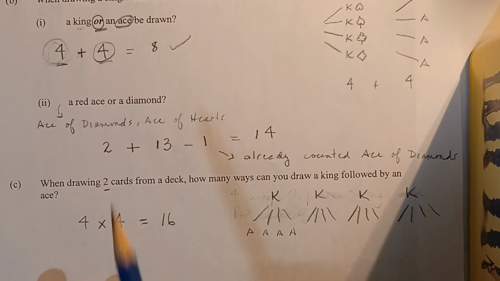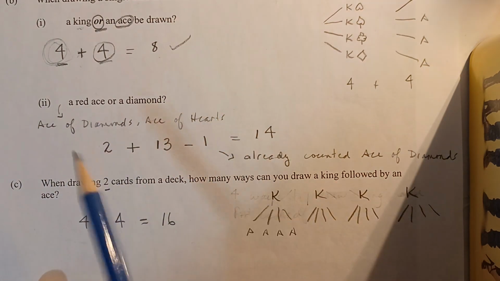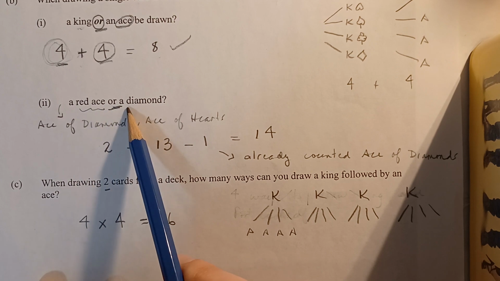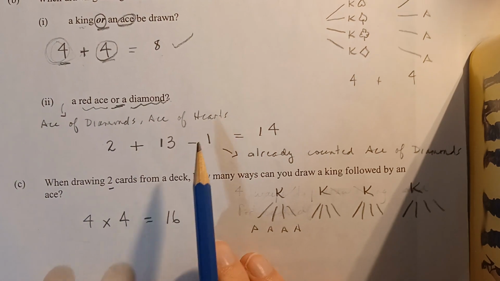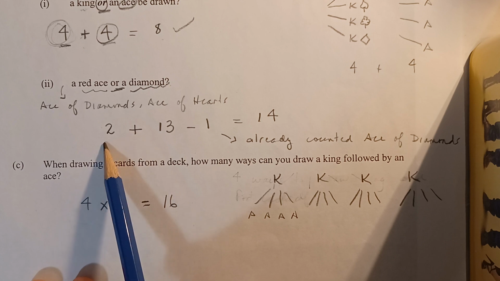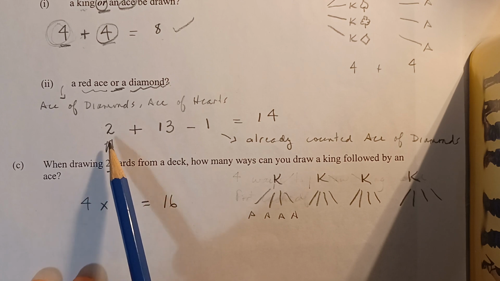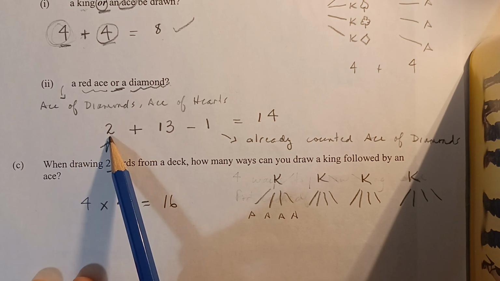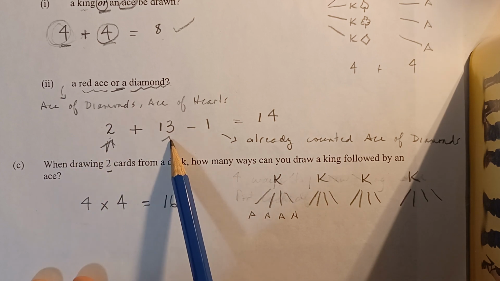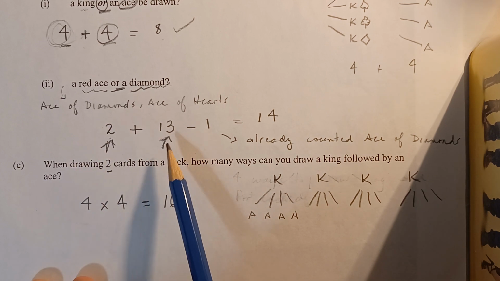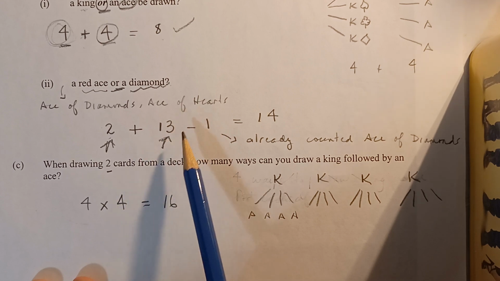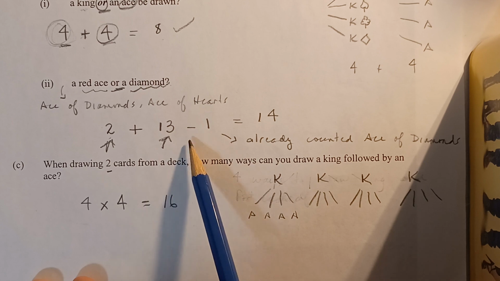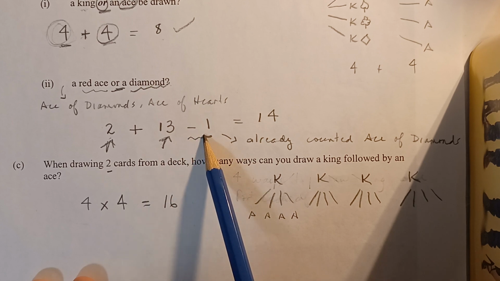What about the number of ways we can draw a red ace or a diamond? The number of choices for a red ace is 2, because we can have the ace of hearts or the ace of diamonds. The number of choices for drawing a diamond is 13, because there are 13 cards of each suit in a deck of cards. Now something tricky is going on here. We're subtracting 1.